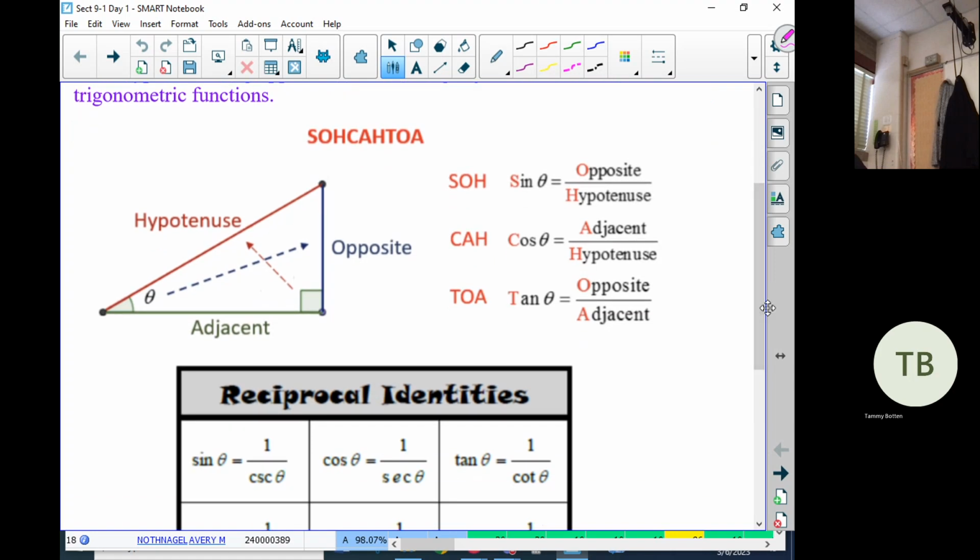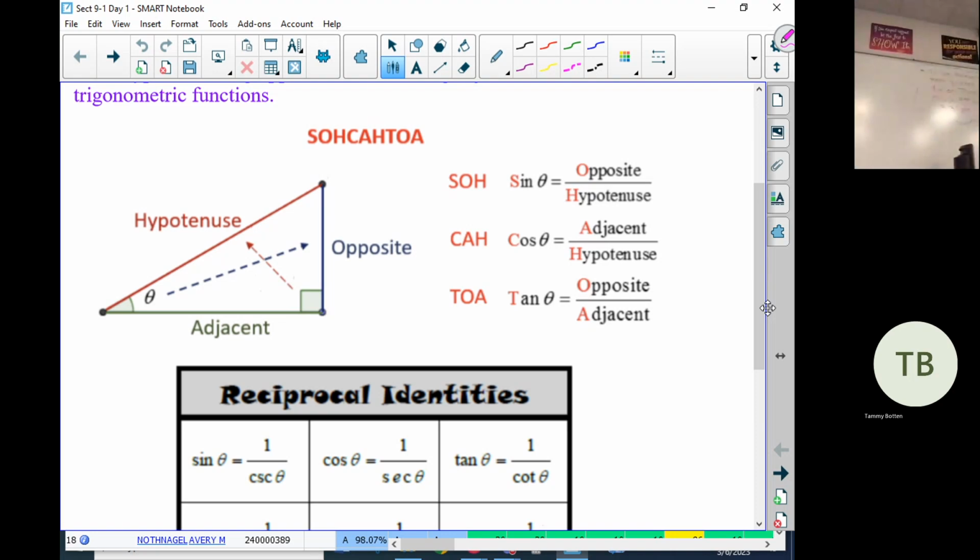So last year we talked about sine, cosine, and tangent, and how those are trig functions that we can use to solve for missing side lengths or angles in a triangle. And it has to be a right triangle. And we talked about SOHCAHTOA. This is a way to remember what sine is, what cosine is, and what tangent is. The SOH, the S is the sine, O is opposite, H is hypotenuse. CAH, the C is cosine, A is adjacent, H is hypotenuse. And TOA, T is tan, O is opposite, A is adjacent. So those are things that you have done.